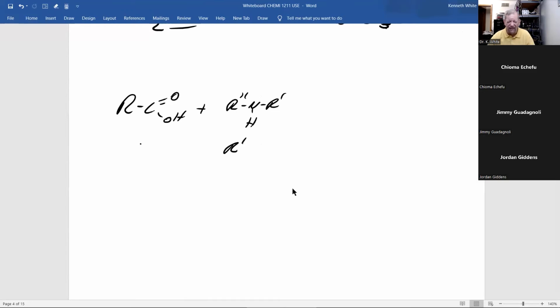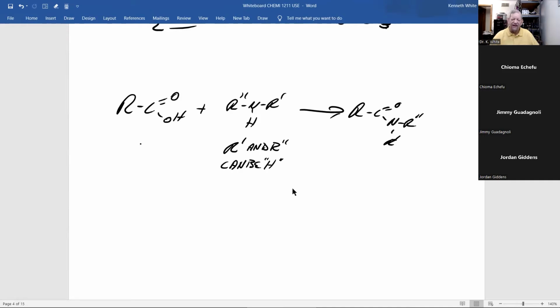And what do I mean by that? R prime and R double prime can be hydrogen. And what happens is you get an amide when you react it with a carboxylic acid. And I worked for a company that did this. We did it with both ammonia and with amines.